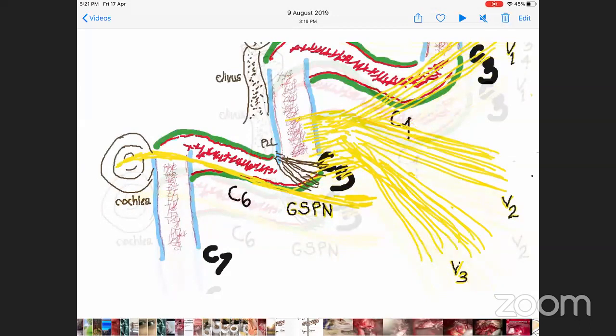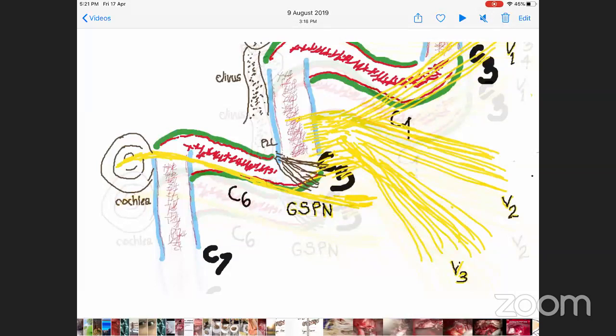Now we have added the petrolingual ligament, which is just above the foramen lacerum. Medial to the Gasserian ganglion, if you take off the whole Gasserian ganglion, you're going to see this petrolingual ligament. And this is very important in endoscopic surgery to mobilize the carotid.